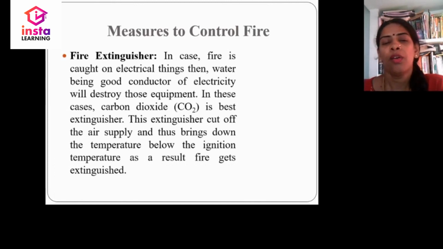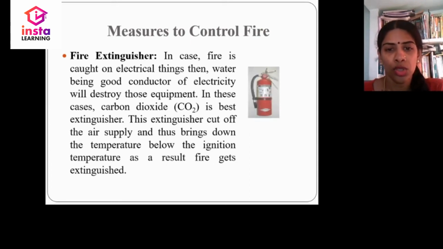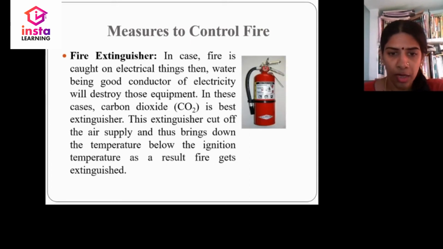In case fire is caught on electrical things, then what would we do? We know that water is a good conductor of electricity and hence it will destroy the equipment, so we cannot use water. So what do we use? We use carbon dioxide, which is the best extinguisher. This extinguisher cuts off the air supply and brings down the temperature below the ignition temperature, and so the fire gets extinguished. So we can take carbon dioxide as the best extinguisher.